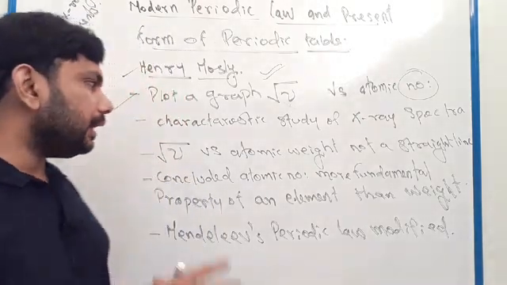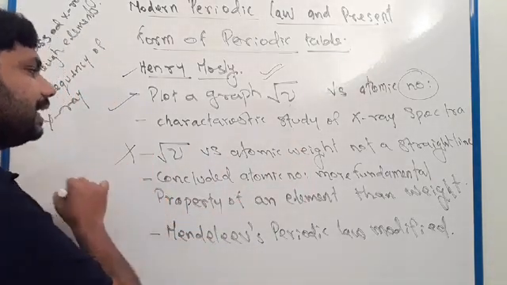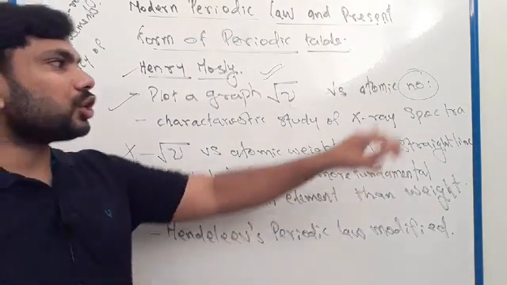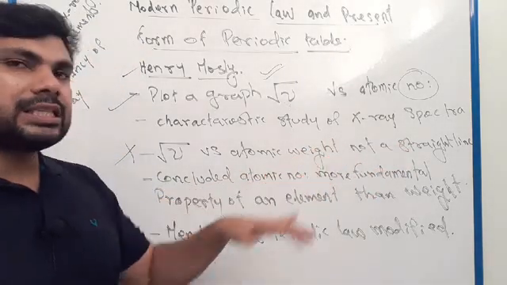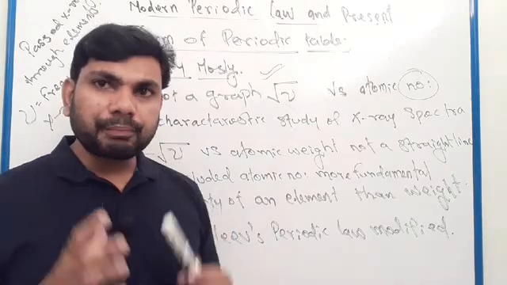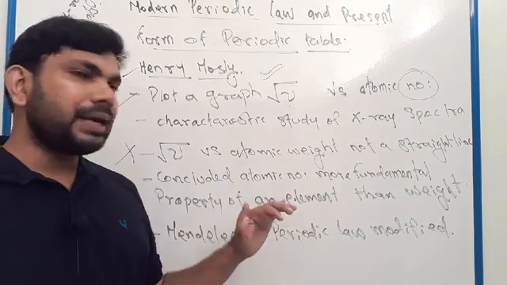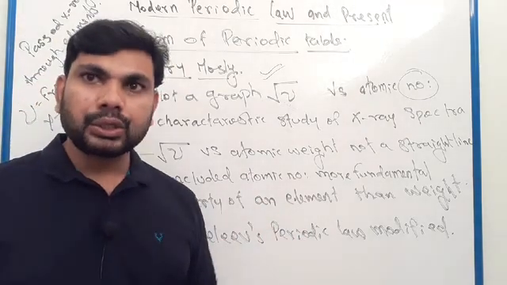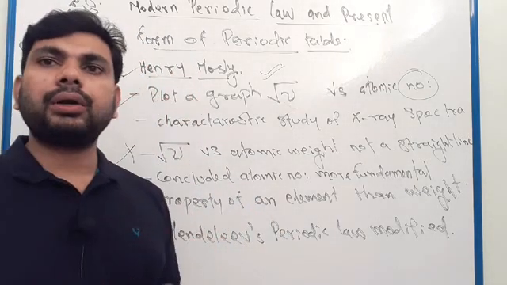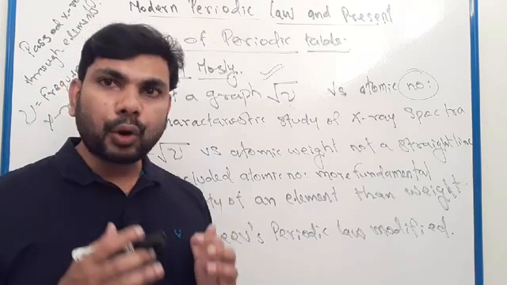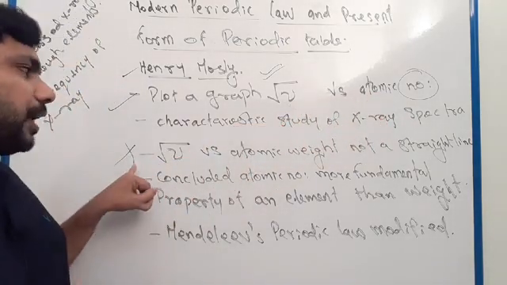At the same time he plotted root nu against atomic weight. It was not a straight line. Against atomic number it was a straight line, and against atomic weight it is not a straight line. So from this he concluded that the fundamental properties of elements are based on their atomic number, not atomic weight.